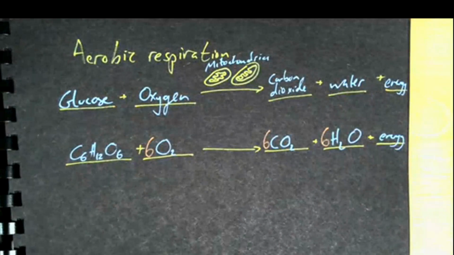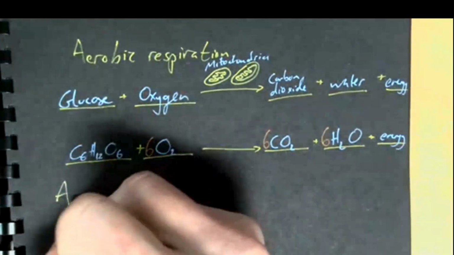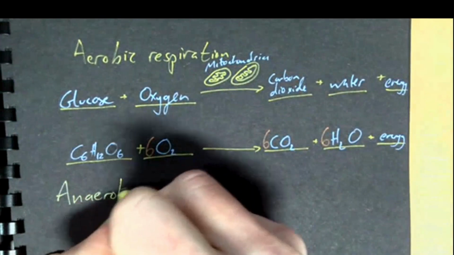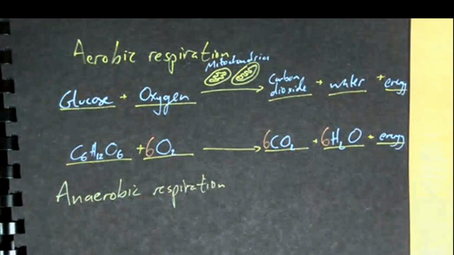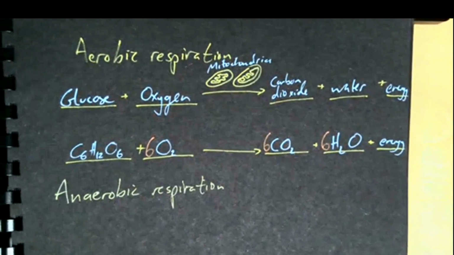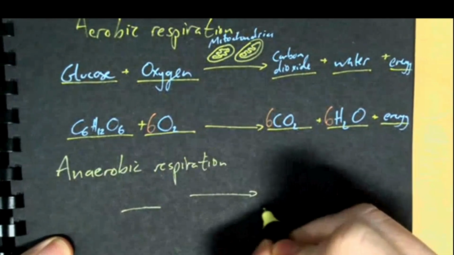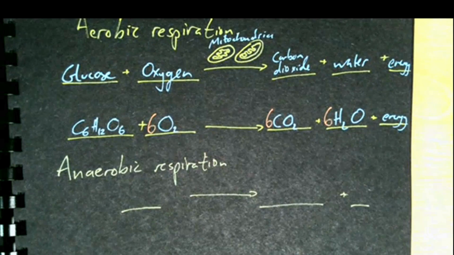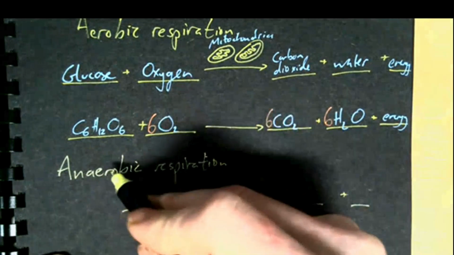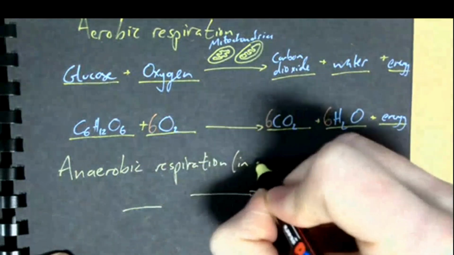Okay, now there is another type of respiration that can happen in our animal cells, and that's called anaerobic respiration, and that also has a formula. Goes from here to here, plus this thing. And this is going to happen for the most part, anaerobic respiration in animal cells. Let's put in animal cells there.